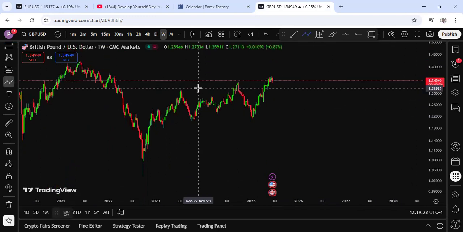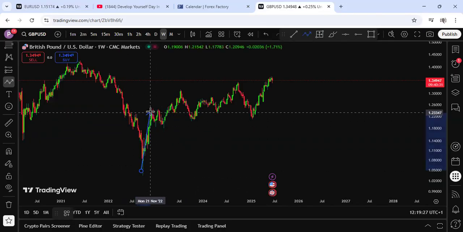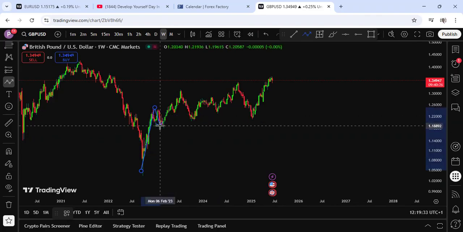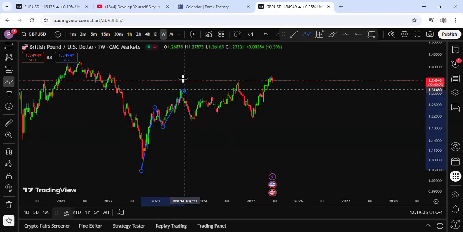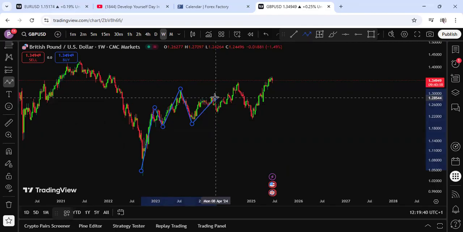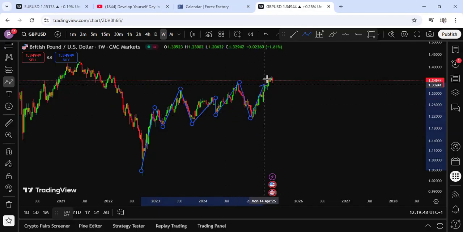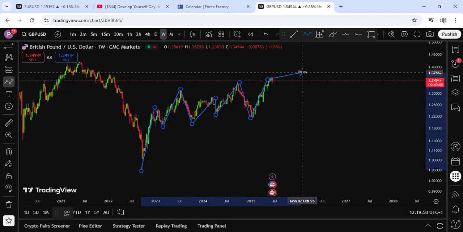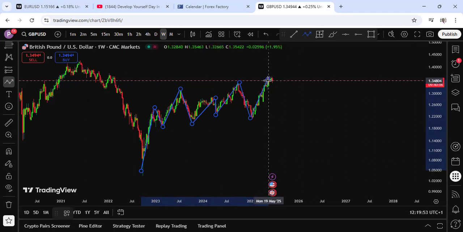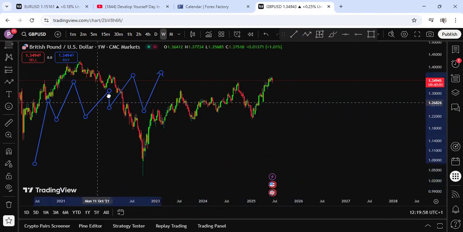This is an uptrend movement. The market will do this. So if you look at this market, according to the weekly time frame, this market is bullish. All right, so this is an uptrend. Clearly, you can see that the market is in an uptrend.